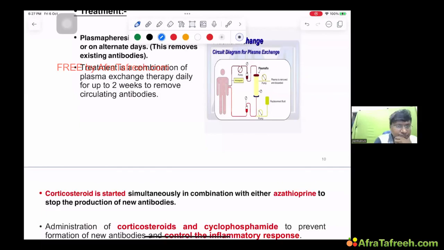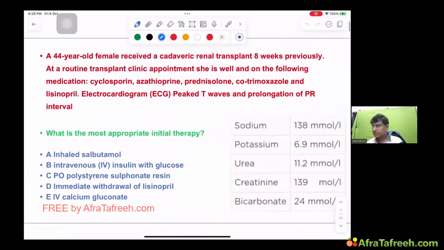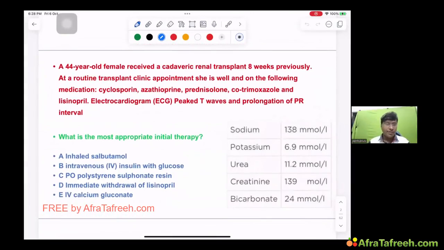Let me take up some clinical based questions. So a 44-year-old female received a cadaveric renal transplant 8 weeks previously. At a routine transplant clinic appointment, she is well and on the following medication: cyclosporin, azathioprine, prednisolone, cotrimoxazole, and lisinopril. ECG shows peaked T waves and prolonged PR interval. Which is the most appropriate initial therapy in this patient?